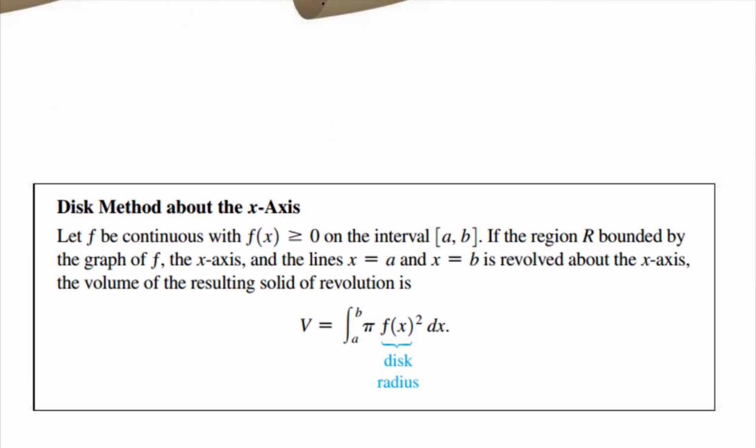The disk method about the x-axis. If you have a continuous function, let's keep it above or equal to 0, not negative, on some closed interval from a to b. If the region R bounded by the graph of f, the x-axis, and the lines x equals a and x equals b is revolved about the x-axis, the volume of the resulting solid of revolution is pi times the function all squared, integrated from a to b.